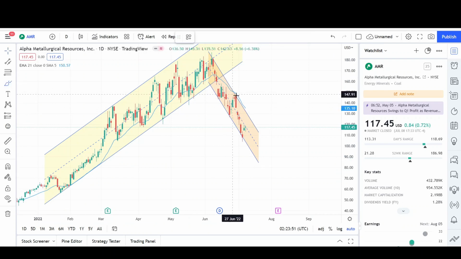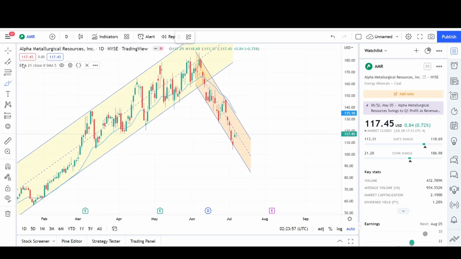You can see that we're starting to get rejected from the EMA, whereas before we were being supported from it, and we're making lower lows, lower highs. So since we just bounced from this side of the channel, which is support, like we did back here on the 23rd of June, it sent prices to the opposite side of the channel. So since we got the bounce here, it should go to the opposite side of the channel most likely.